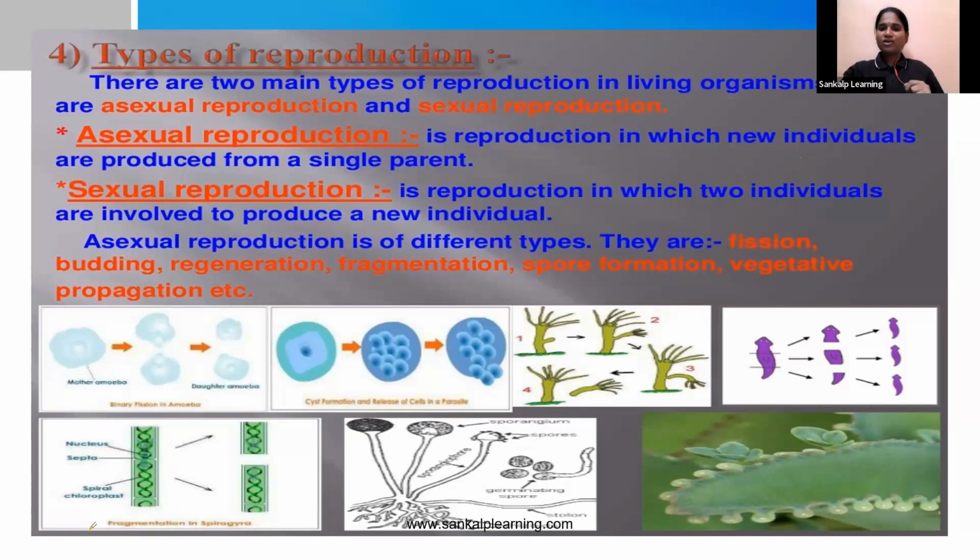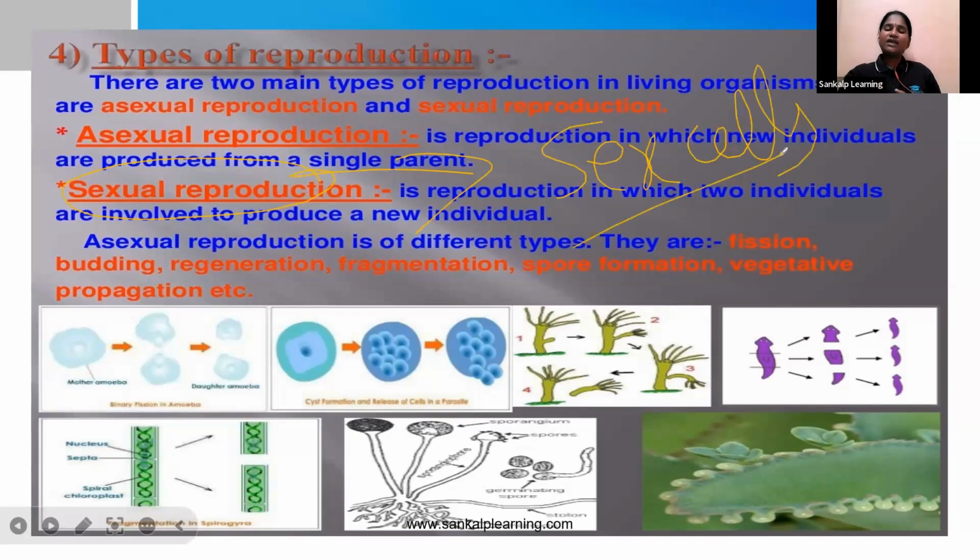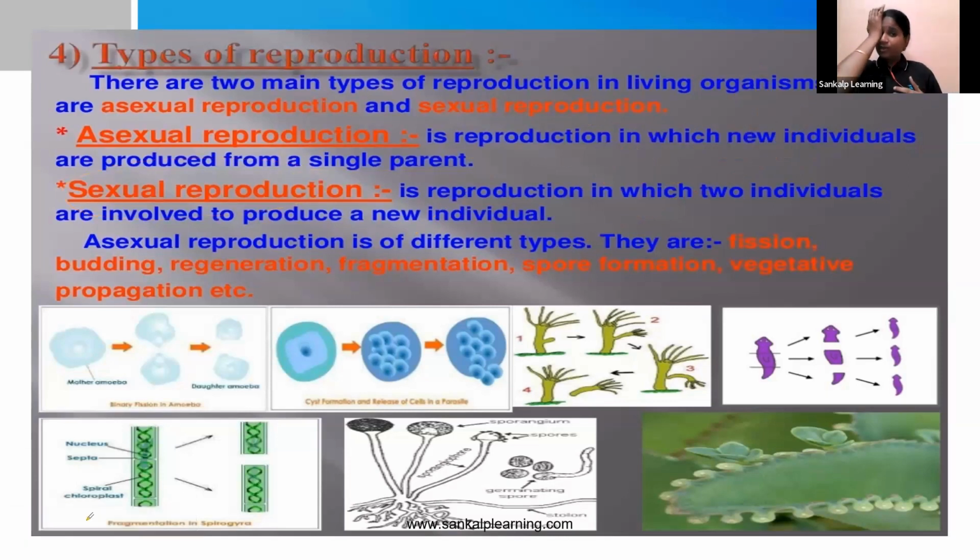Next type we have is sexual reproduction. In this type, two different individuals are involved to produce a new individual. Here in sexual reproduction, there will be a fusion of gametes. Gametes are what we call sex cells, the cells involved in reproduction. In the male, the sperm is a gamete or sex cell. In the female, the ovum or egg is a sex cell or gamete. So in sexual reproduction there will be fusion of gametes, but in asexual reproduction only a single parent is involved to produce a new individual.